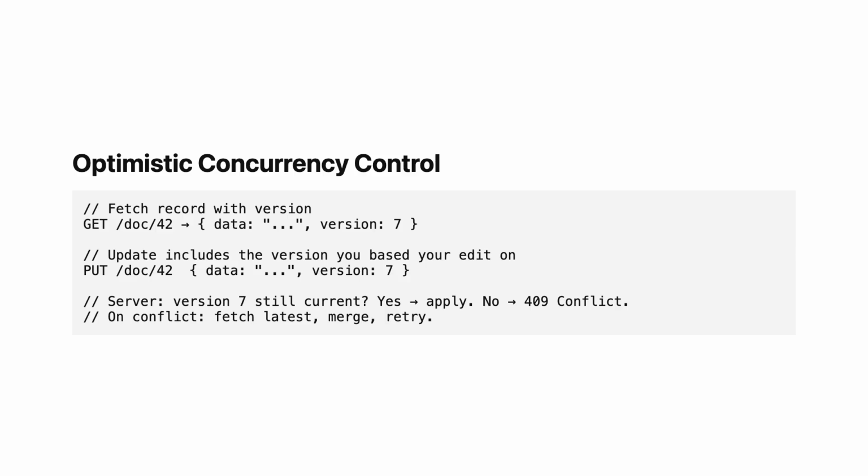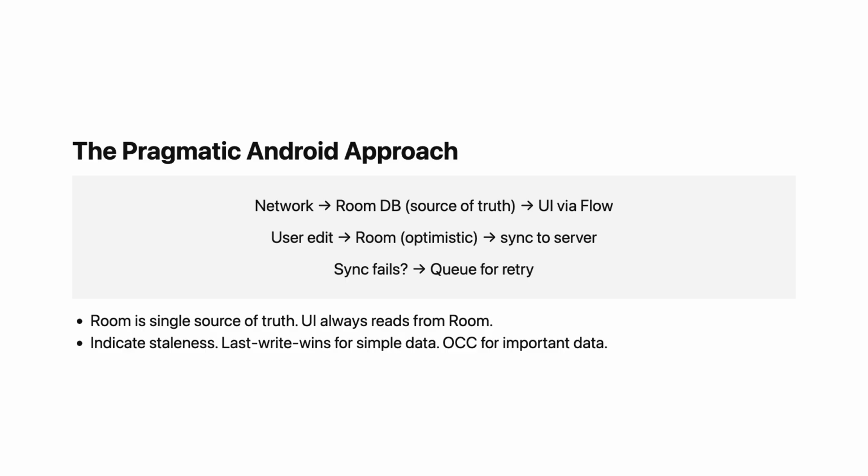Let me bring all of this together with a pragmatic recommendation for most Android apps. Use a local Room database as your single source of truth for the UI. The UI always reads from Room, never directly from the network. When data is needed, fetch from the server and write to Room. Room emits the update via Flow and the UI reacts. For offline support, show cached data from Room. Indicate staleness if it matters. Last updated 5 minutes ago.